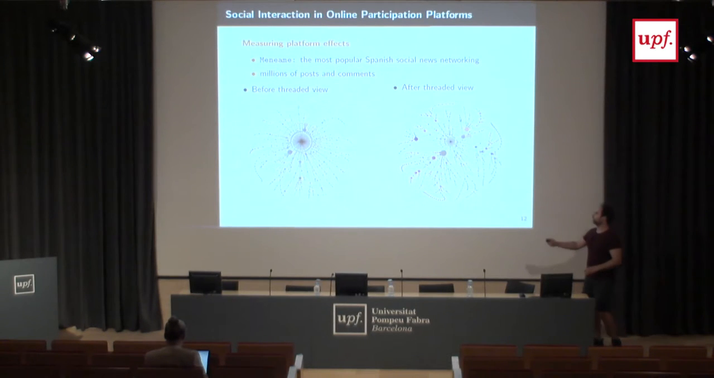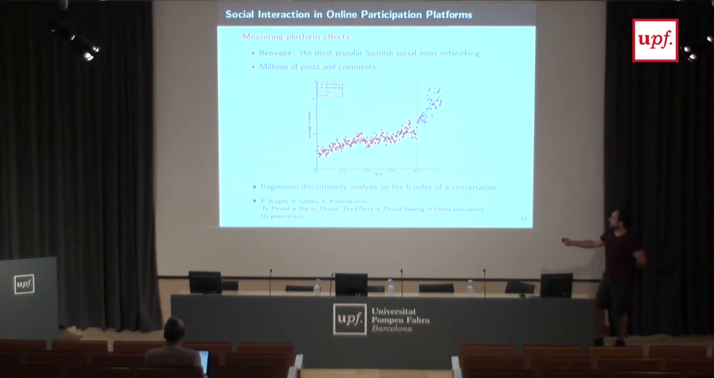On the contrary, after the interface change, we can see that the complexity of the dialogue and the debate is higher, and there are structures that are more complex in the sense that they have different values for some of the measures that we try to quantify. This is an example of such a measure, which is an H index. The H index can be used to characterize the complexity of a discussion, let's say.